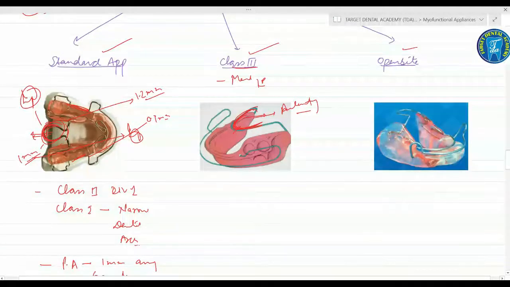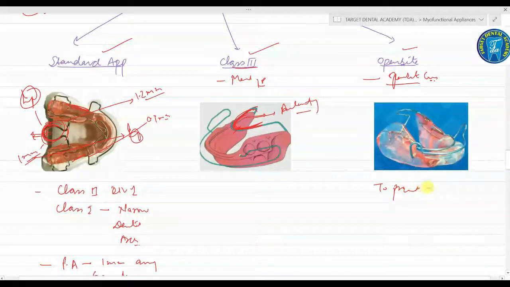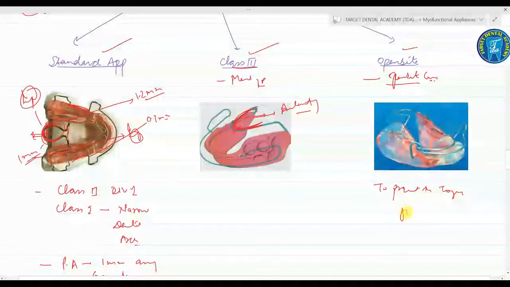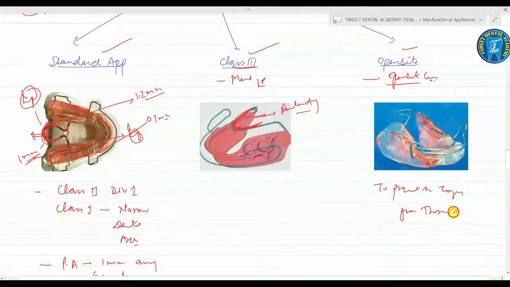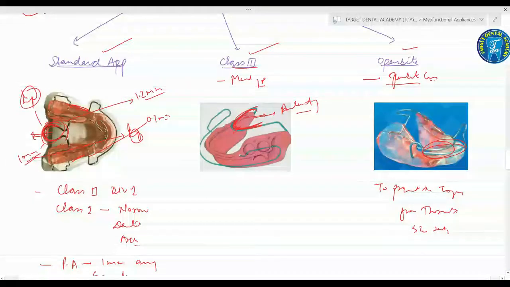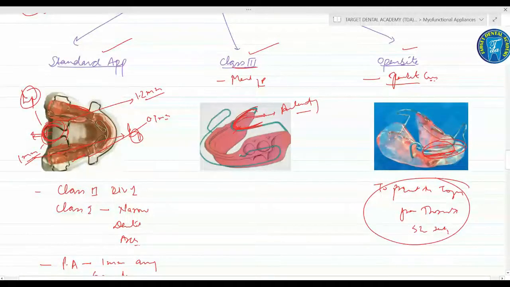Right. Third is the open bite. As the name suggests, it is used in open bite cases. So the purpose of the open bite bionator is to prevent the tongue from thrusting between the teeth. Fine. So in this, the maxillary acrylic is modified in the anterior area. Fine. So in this, the anterior area is covered just to prevent the tongue thrusting.